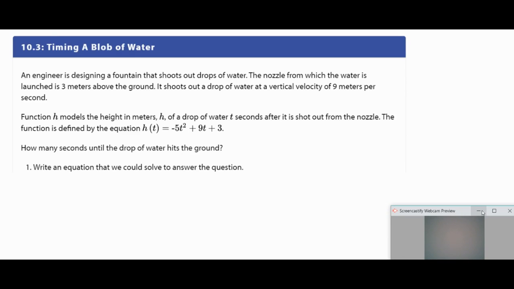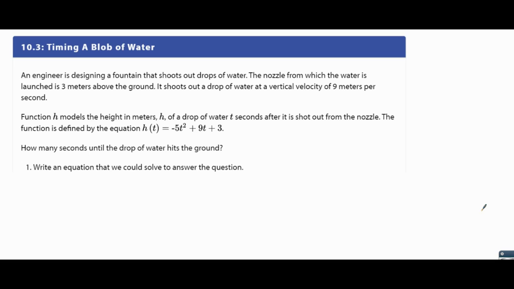All right, this is Unit 7, Lesson 10.3, Timing a Blob of Water. An engineer is designing a fountain that shoots out drops of water. The nozzle from which the water is launched is 3 meters above the ground. It shoots out a drop of water at a vertical velocity of 9 meters per second.